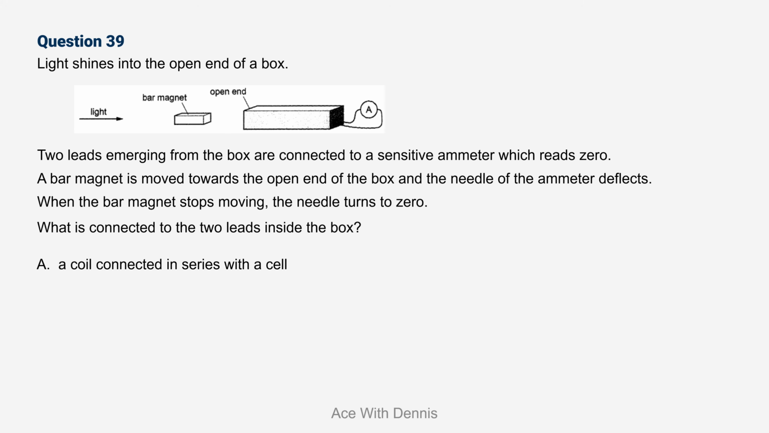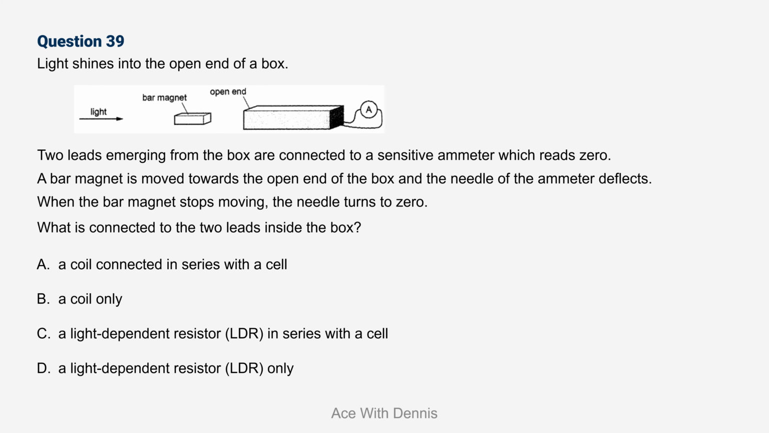What is connected to the two LEDs inside the box? A, a coil connected in series with a cell. B, a coil only. C, a light-dependent resistor LDR in series with a cell. Or D, a light-dependent resistor LDR only. The answer is B, a coil only.